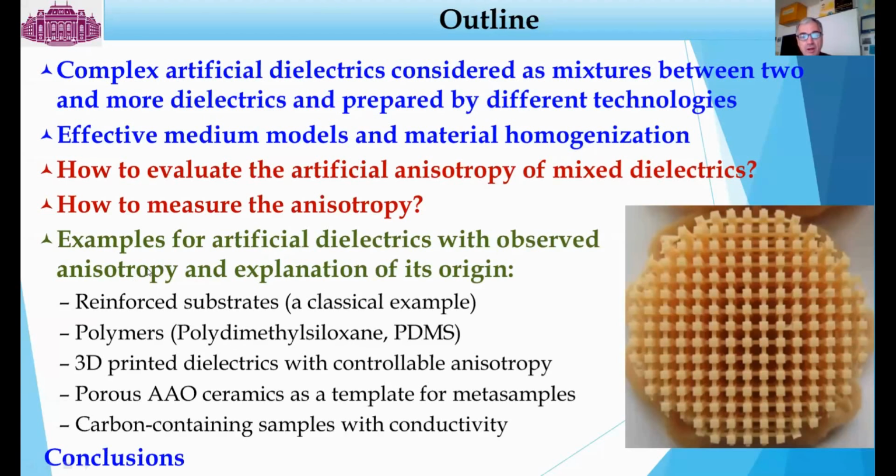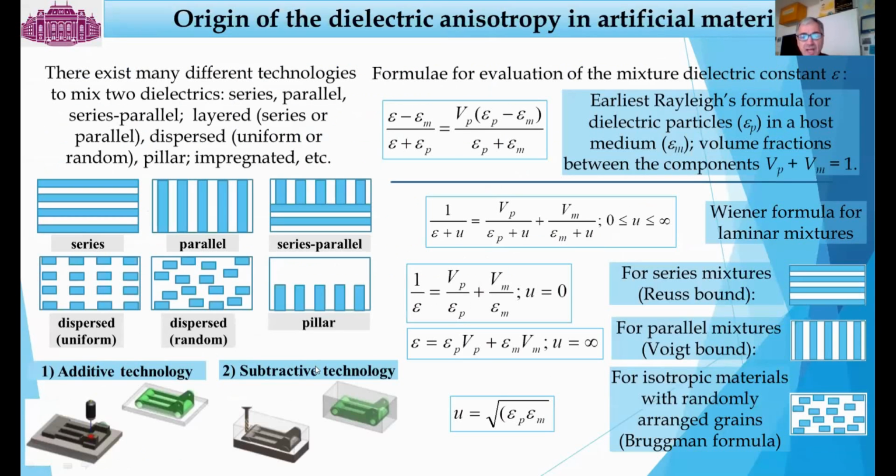And here I will share some information from this review paper. For example, what is the anisotropy of mixed dielectric, how to measure it, and several examples: reinforced substrate, polymers, 3D printed, and some meta and nanomaterials. Of course, there exist a lot of methods to mix two materials to build new materials, depending on composition. For example, series, parallel, mixed, dispersed randomly or uniformly, etc.